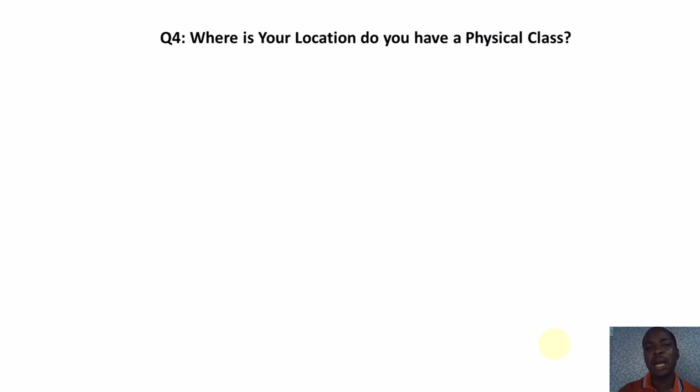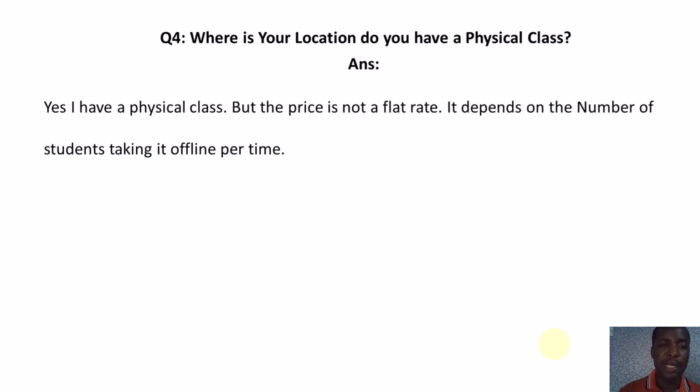Do you have a physical class? And the answer I give to them is, yes, I have a physical class, but the price is not a flat rate. The price depends on the number of students who are taking it per time. If you are the only one taking this course one-on-one, physical class, that means you come to my place or I come to your place, the price differs. So if you are looking for physical class, physical meeting, then ensure you contact me personally and I will tell you what to do.